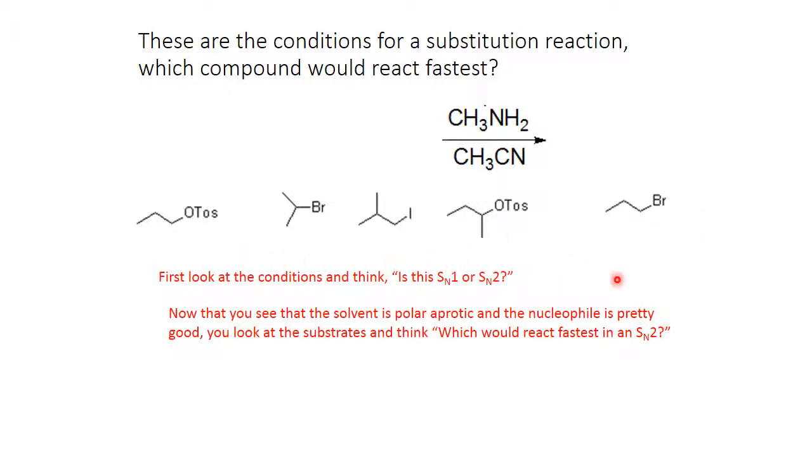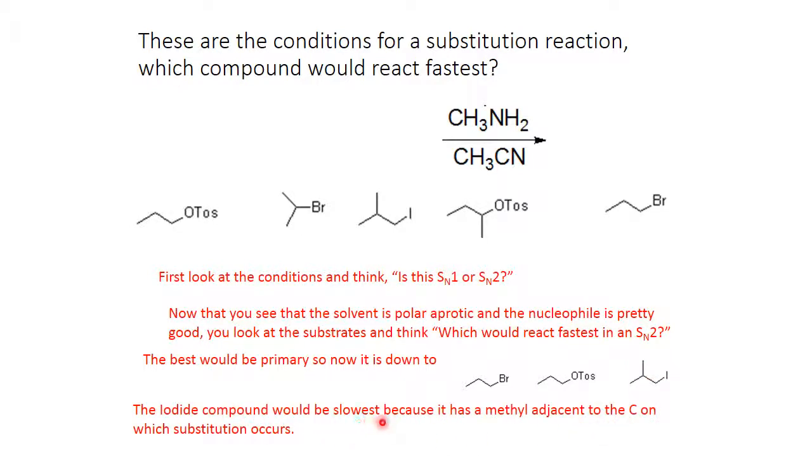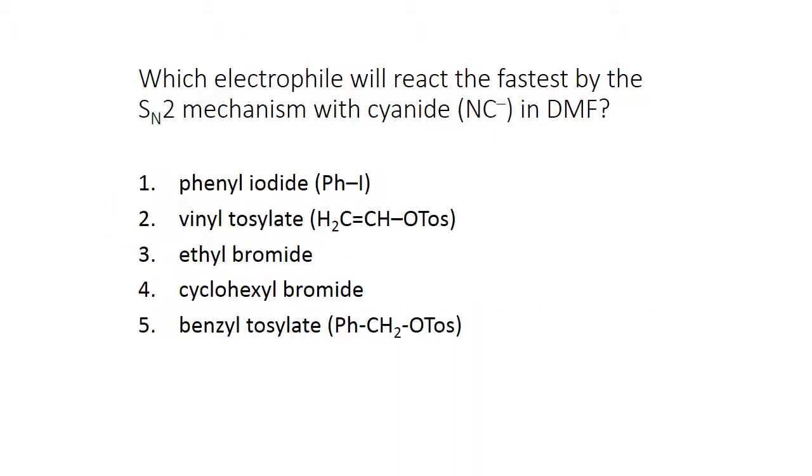Well, primary is faster than secondary, so I eliminate the secondary. That leaves me these groups. Which one of these groups would be best? Well, the iodine has this group right here that's going to kind of cause a little bit of steric hindrance, so it's going to slow down. Then I compare the bromine to the tosyl. The tosyl is a better leaving group, so the compound that's going to react fastest will be this tosylate.